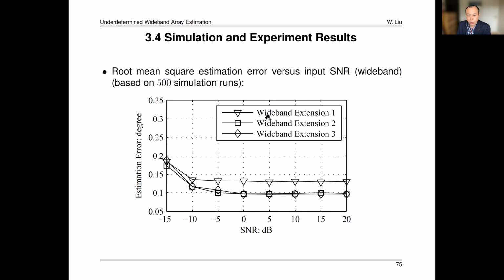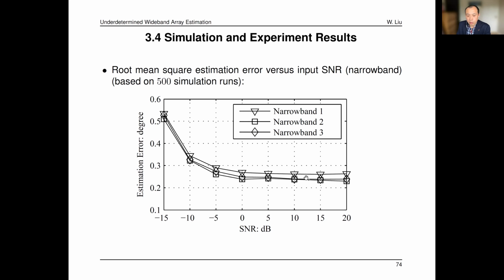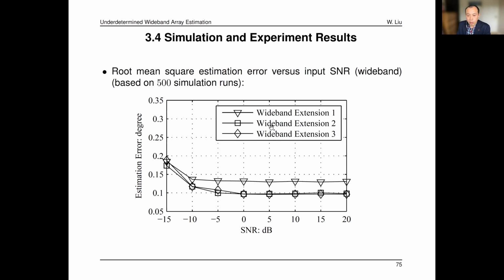Here is the wideband. Here you see the improvement is a little bit, but if you look at the wideband ones, which have many different frequencies together, this improvement will be much clearer right here. It's a big gap now. But for extension 2 and 3, they are still similar.